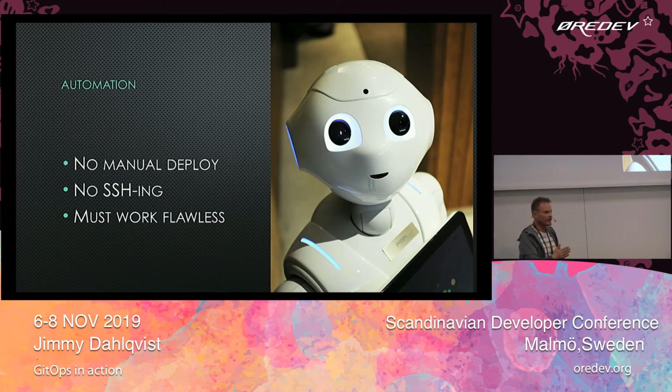We also need to invest in our automation pipelines. We need to have good automation to be able to deploy this. We don't want to have any manual deployments of applications. We don't want to SSH into servers to update operating systems or update application versions. We really want to have this in an automatic way. And what is really important is that our automation is flawless. It must work over and over again, and it must work every time we trigger it.